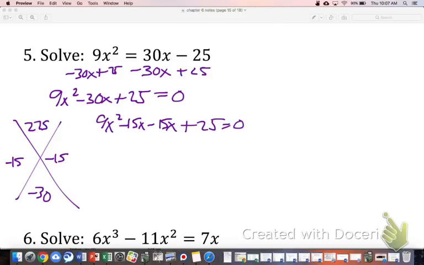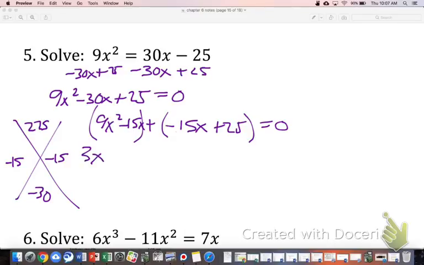This is, I need to actually do a little better job here. This is where we group and add the groups, and we factor out the GCF from each group. So between 9x squared and 15x, what's the common numerical factor? 3x. 3, and then there's the x in common as well. What's left over? 3x minus 5.